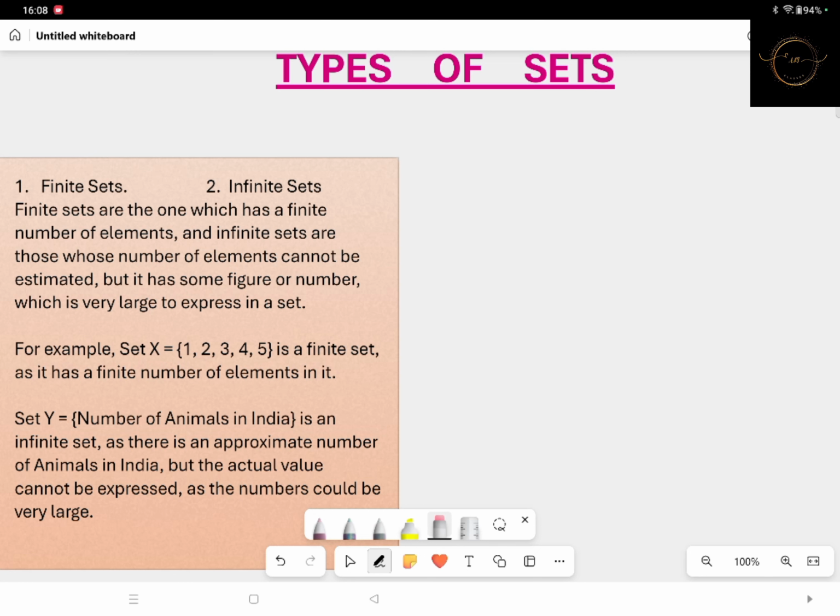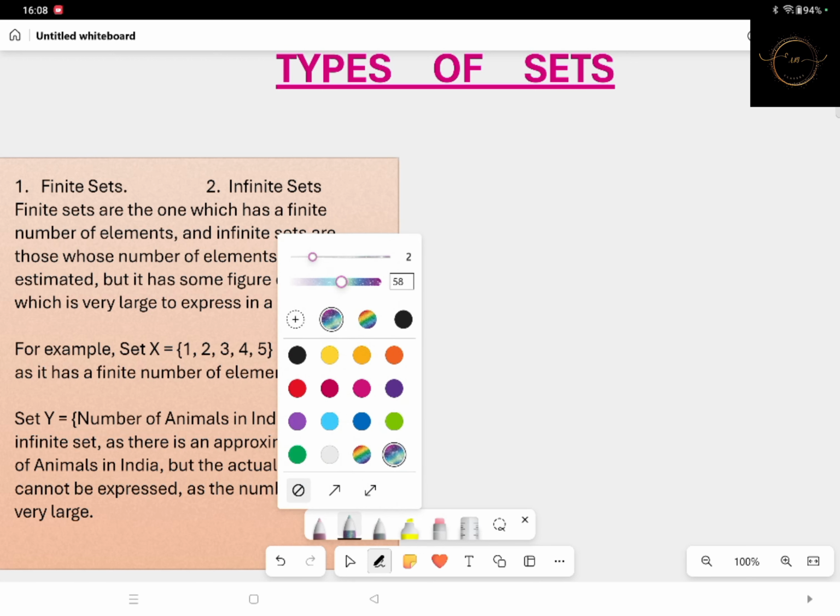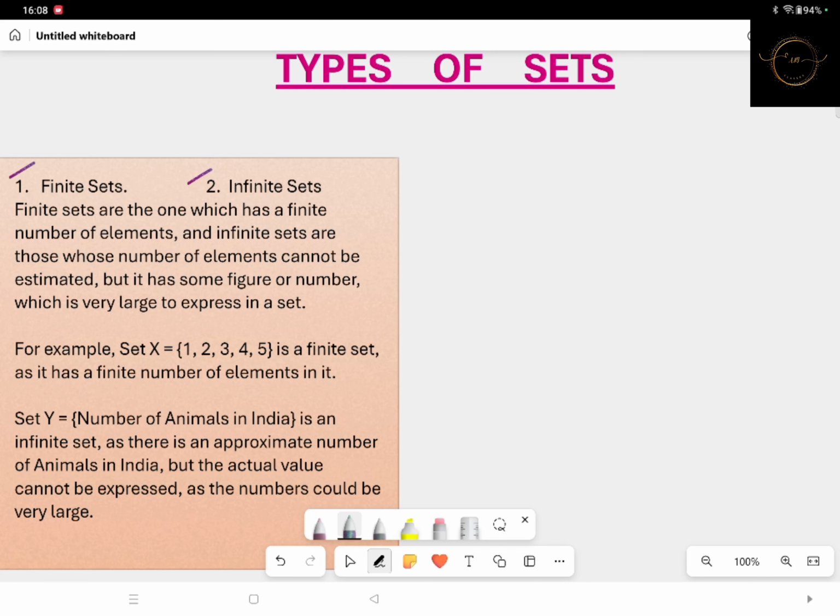Today we will learn about types of sets. The first type of set is finite sets and infinite sets. Together we will learn because they have a connection between the two. Now what is a finite set? From the name itself you can understand that finite sets are those sets which will have a finite number of elements, and infinite sets will be those which will have an infinite number of elements. That means whose elements cannot be estimated.